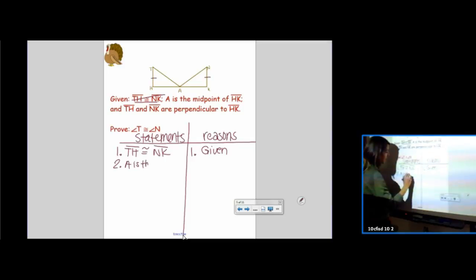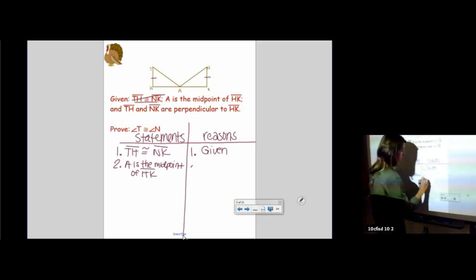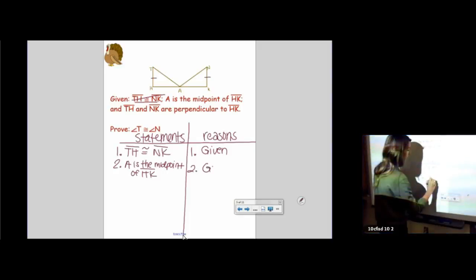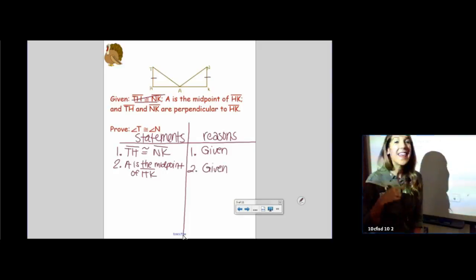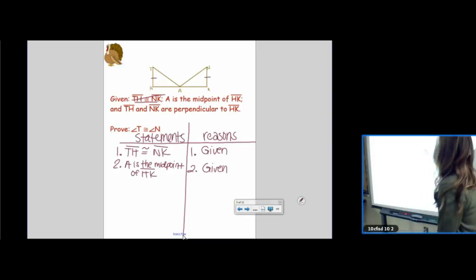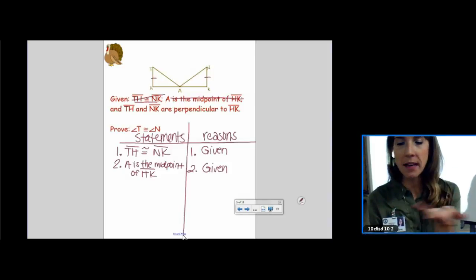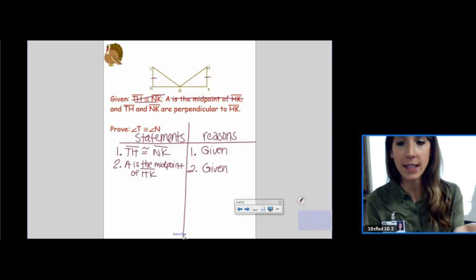A is the midpoint of segment HK. Don't put definition of midpoint. That is just given to you, so be careful. Okay, now this one does have something that follows from it. If someone gave you that segment, here's HK, I'm going to tell you A is the midpoint.